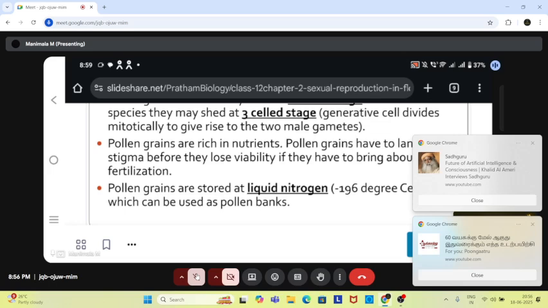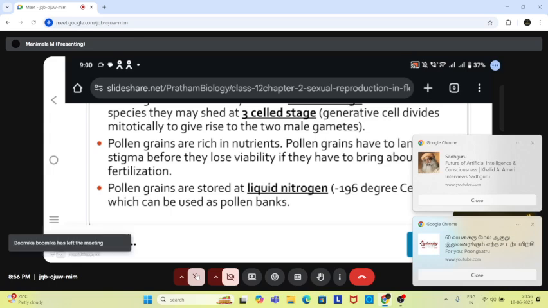But Rosaceae, rose plants, Leguminaceae, pea plant, Solanaceae, like potato, tomato, brinjal, in these kinds of plants the viability lasts up to 1 month.